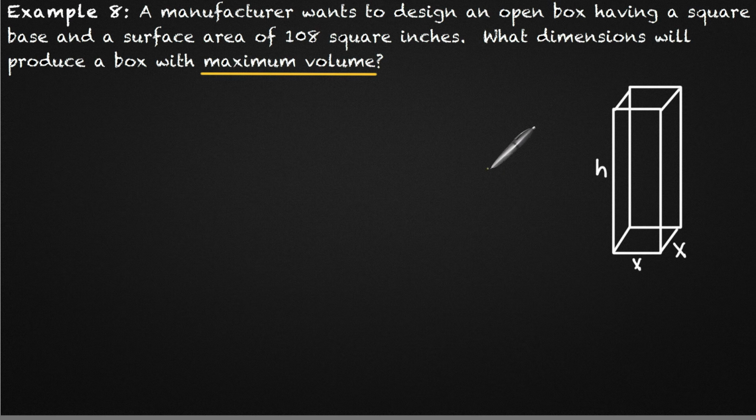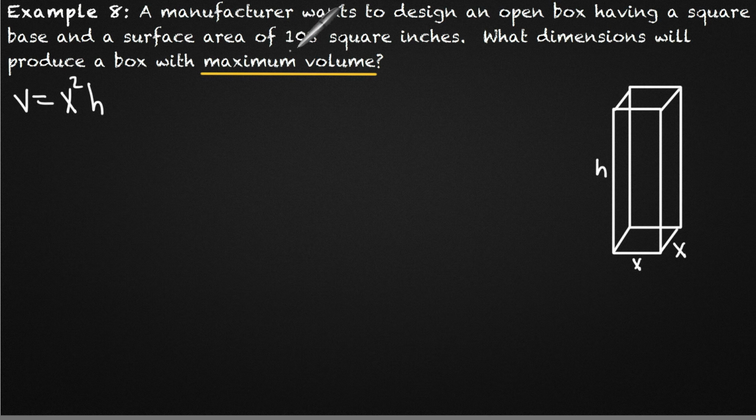All right, so we have the surface area. So let's just write down the volume actually. Let's write down the volume we are trying to maximize. So the volume of this box is going to be length times width times height. So it's going to be x squared h. Now obviously we have two variables, so we got to get rid of one of them.